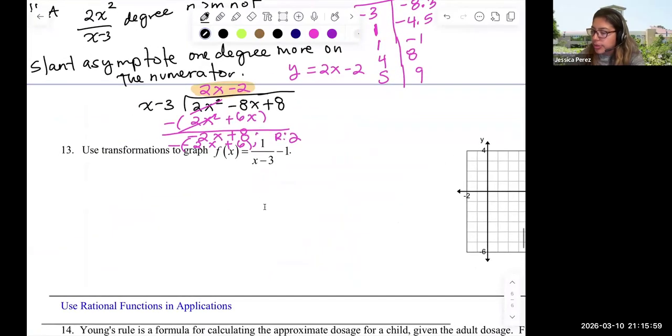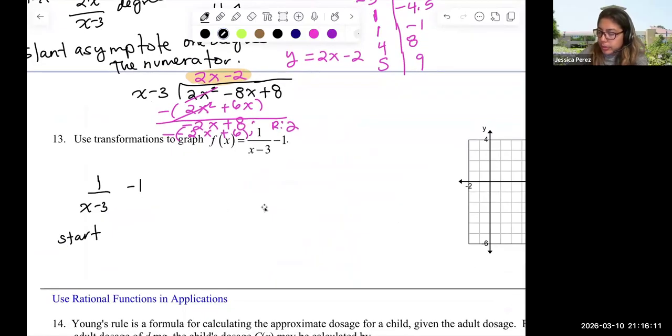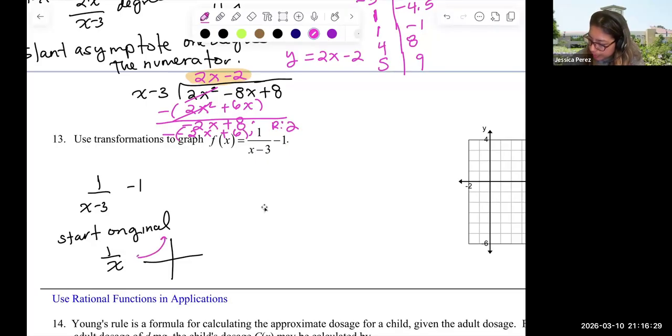Now, the next thing is to use transformations to graph the function 1 over x minus 3 minus 1. So the first thing that you want to look at is you start with the original function. So the original function is 1 over x. We know that 1 over x has this behavior. As x approaches 0, you'll have an asymptote here. So this is the graph of 1 over x. So you begin with the graph of 1 over x.